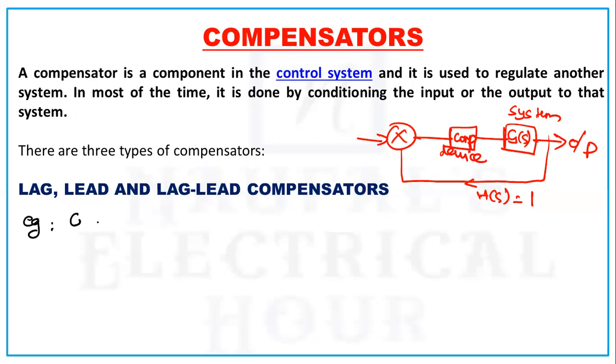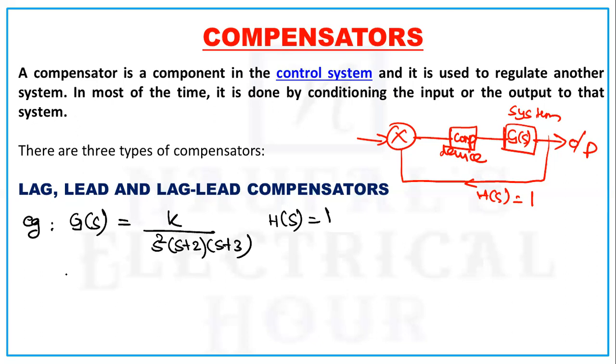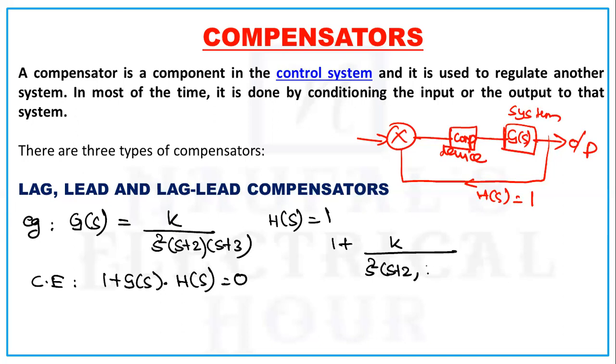So this is an example. We have a system function G of S equal to K by S square into S plus 2 into S plus 3, and H of S is equal to 1 because of unity feedback. You studied this a couple of classes before. How do we write the characteristic equation? It is 1 plus G of S into H of S equal to 0. So from that we can write the characteristic equation: 1 plus K by S square into S plus 2 into S plus 3.